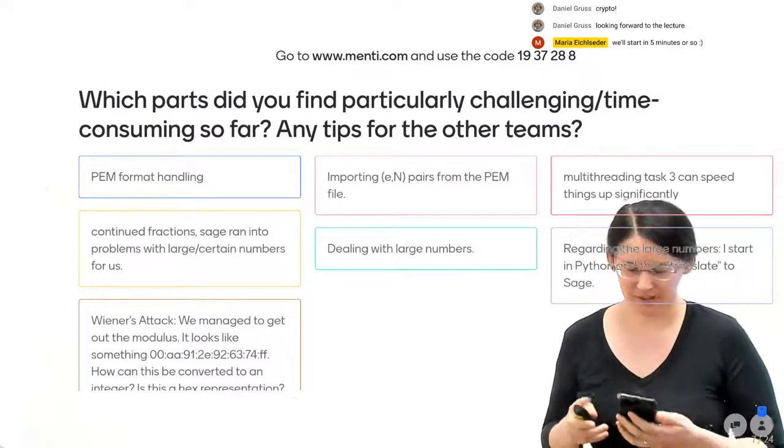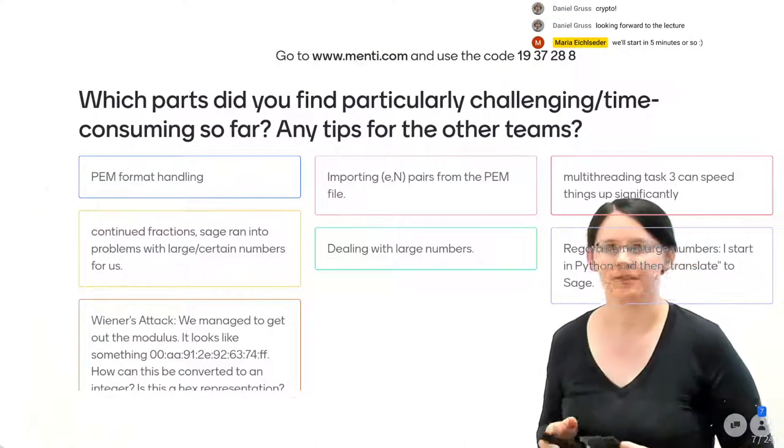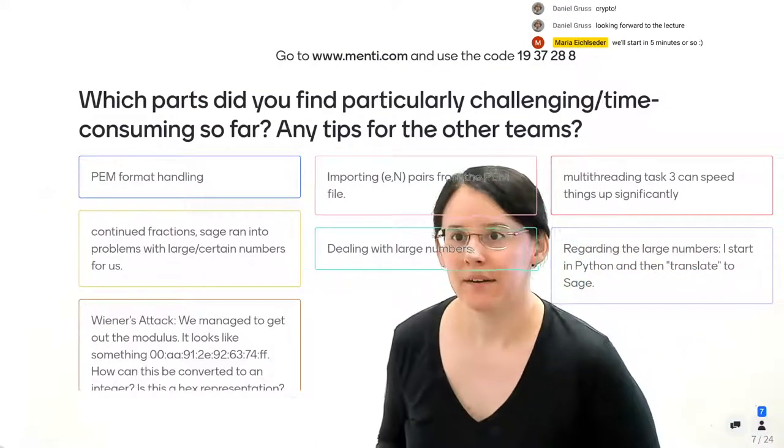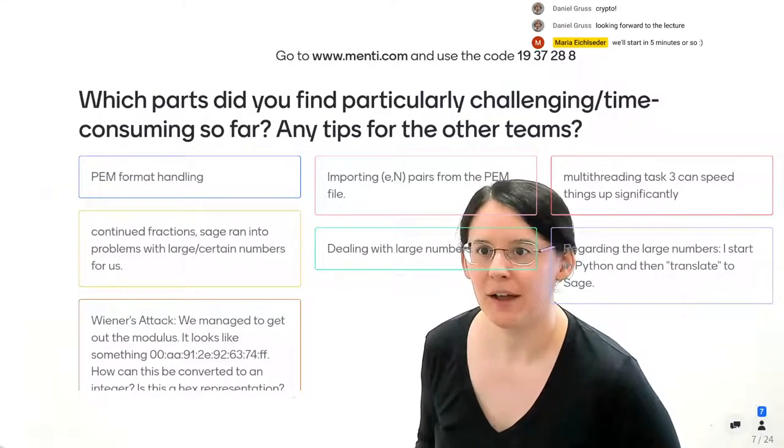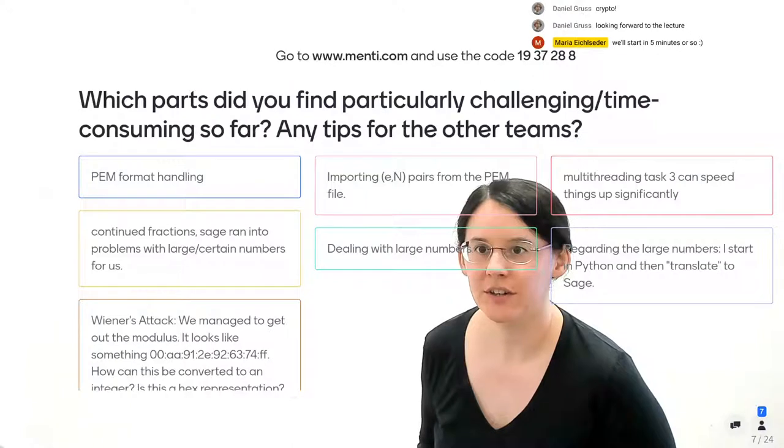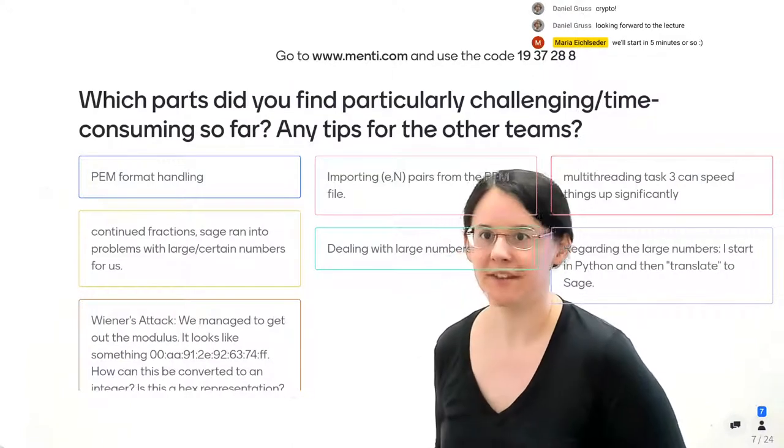Here we are. And there actually appears to be a new entry here. So let me have a look. So you managed to get the modulus. It looks like blah. How can it be converted to an integer? Is this a hex representation?